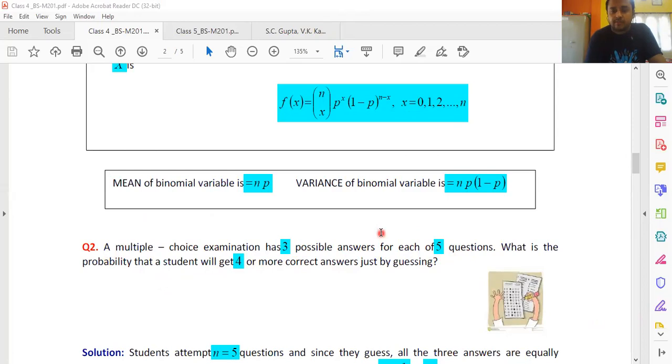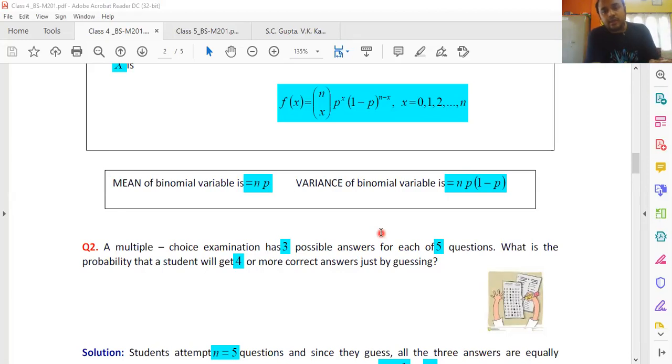Suppose this is the situation. The multiple choice examination has 3 possible answers for each of 5 questions. What is the probability that a student will get 4 or more correct answers just by guessing? When I give you this particular problem, you have already come to know that there exists a physical situation, a system which follows binomial distribution with such and such parameters, and you do not know any other distribution.